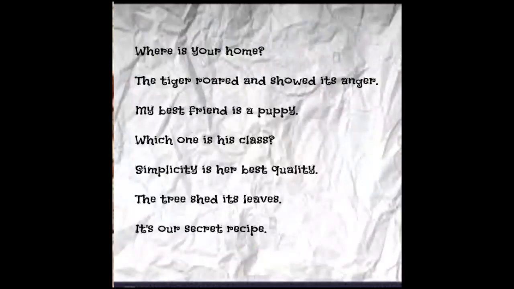Which one is his class? His. Simplicity is her best quality. Here, her. The tree shed its leaves. Here, its. It's our secret recipe. Our here is a possessive determiner. As always, the determiner comes before the noun and any modifying adjectives. In English, you can use the same possessive determiner whether the noun it refers to is singular or plural, like our book or our books. Let's move on to interrogative determiners.